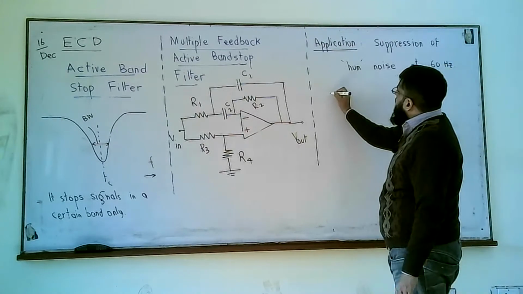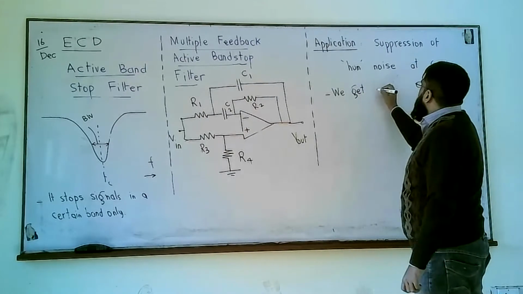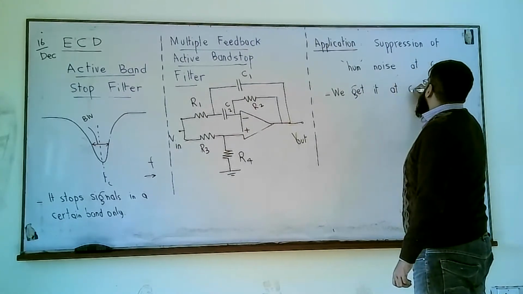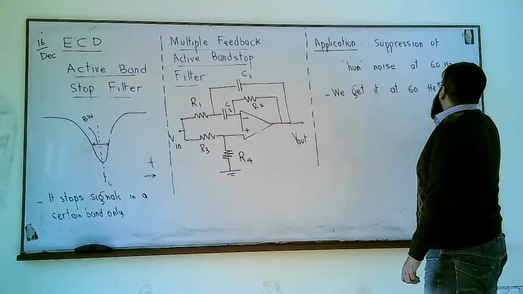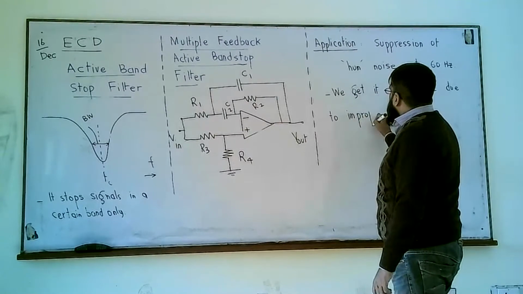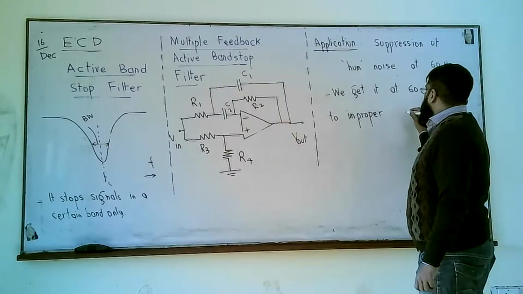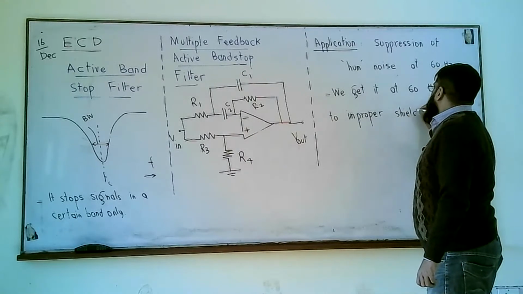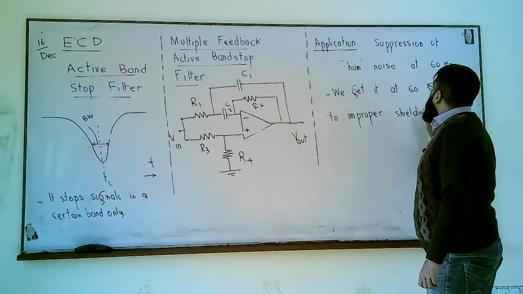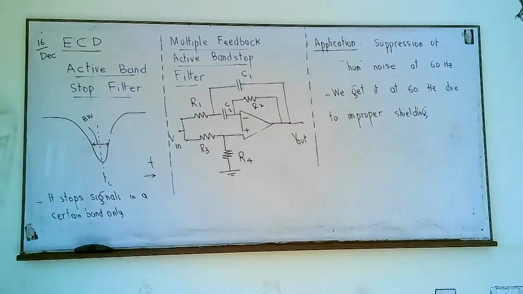We get it at 60 hertz due to improper shielding. If your equipment is not shielded, it will get interference from the signals present outside. So due to improper shielding, we get a hum at a certain frequency. A 60 hertz hum is common, and a 120 hertz hum is also common, right, Hasni?